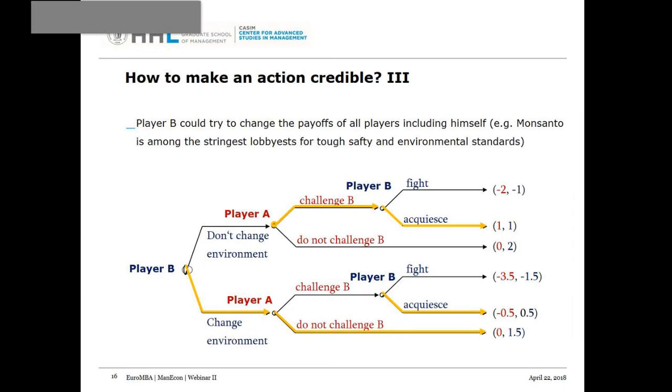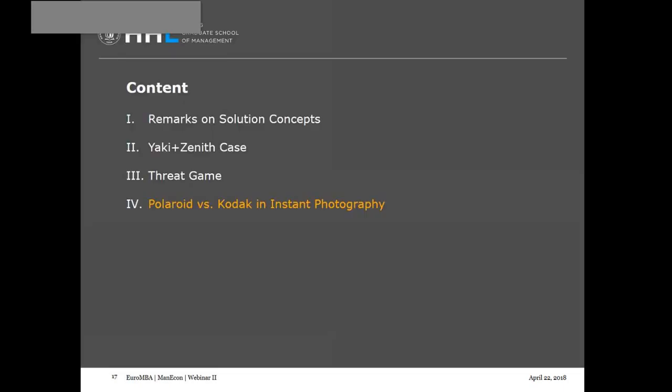You can think of a number of examples, and I refer you to the chapter by David Krebs. I think it's chapter 22 on credibility. You can find some further examples over there. Now I would like to move toward the case that I asked you to look at, Polaroid versus Kodak.